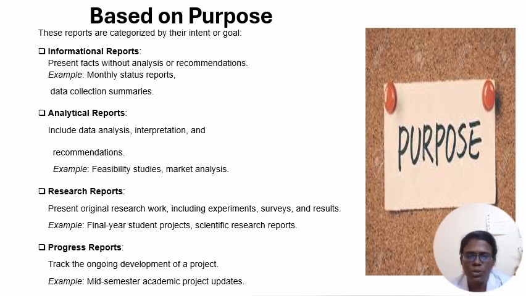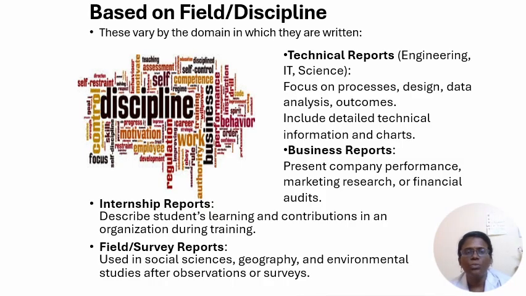Then progress reports. Progress reports track the ongoing development of the project. For example, mid-semester academic project updates. So these are all the based on purpose category types of reports. And next categories are based on field or discipline. Field, we know it, the area of study. That is the field or discipline. These vary by domain in which they are written.